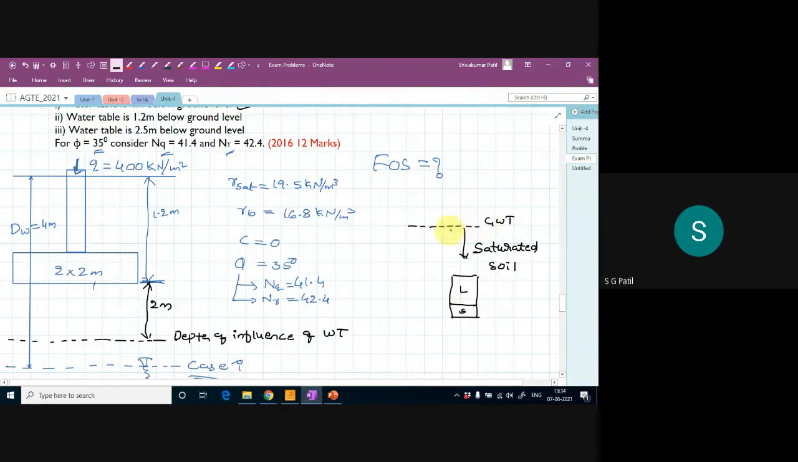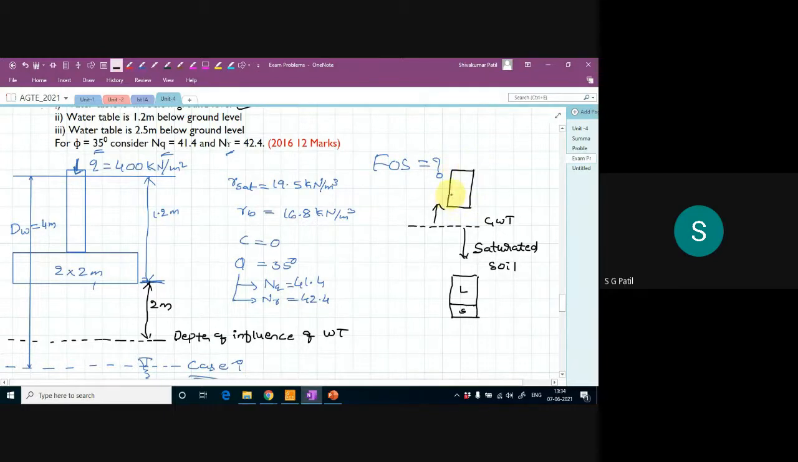So above the water table, it may be dry. If all the void space is occupied by water, obviously it will be saturated soil. Okay, suppose I draw here above the water table. So above the water table condition, we have 2 cases. One, may be partially saturated.